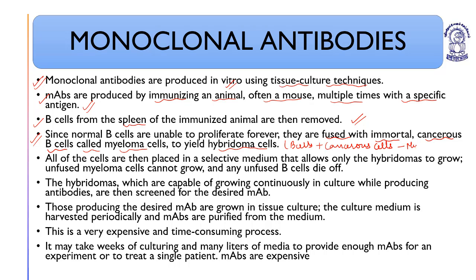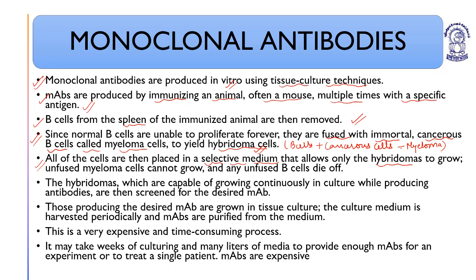Cancerous cells are also known as myeloma. So myeloma plus B cell becomes hybridoma cells. All of these cells are then placed in a selective medium, a cultured medium that allows only the growth of hybridoma.